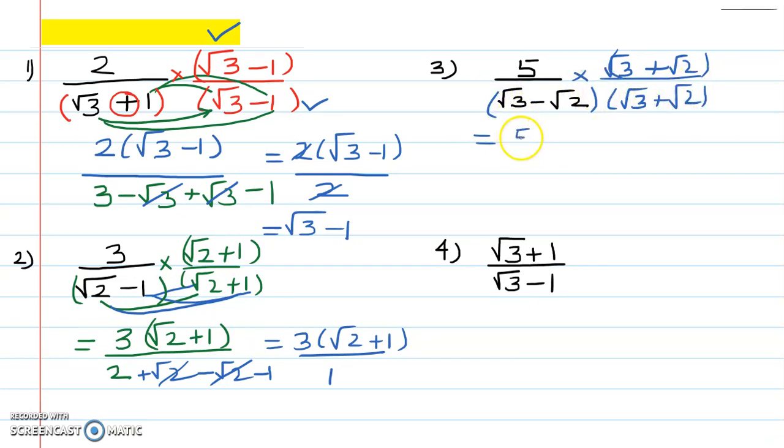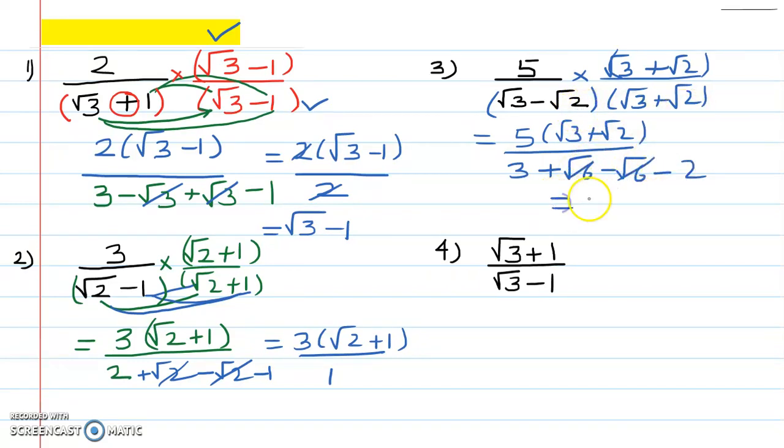So the top bit remains the same, 5 root 3 plus root 2, and once we simplify this, root 3 times root 3 is 3, root 3 times root 2 becomes root 6, and minus root 2 times root 3 becomes minus root 6, minus root 2 and root 2 becomes 2. So this is cancelled out. So our answer is 5 root 3 plus root 2, and 3 take away 2 is 1.